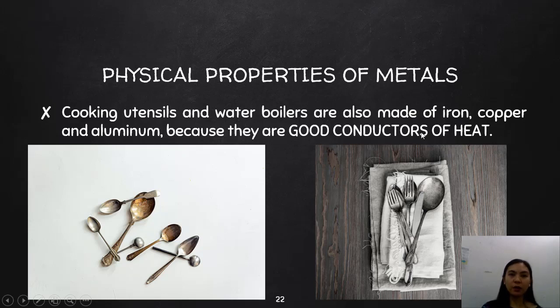So another physical property of your metals is that they are good conductors of heat. That's why, di ba, our cooking utensils, especially your forks, your pans, are usually made out of iron, copper, and aluminum because they are very good conductors of heat. Kumbaga, they distribute the heat throughout the material.